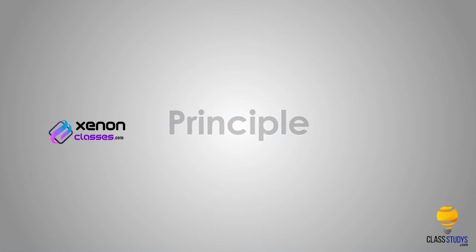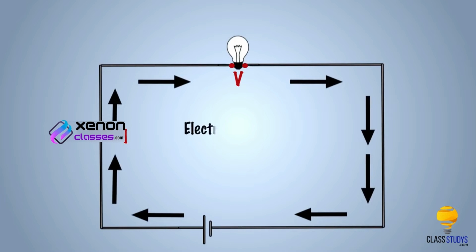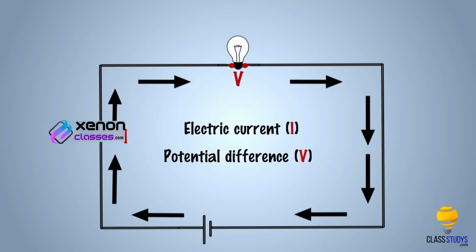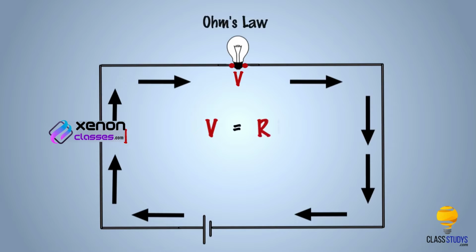Principle: if I is the current flowing through the conductor and V is the potential difference across its ends, then according to Ohm's law, V is equal to RI, where R is the constant of proportionality. It is known as the resistance of the conductor. Or V by I is equal to R.